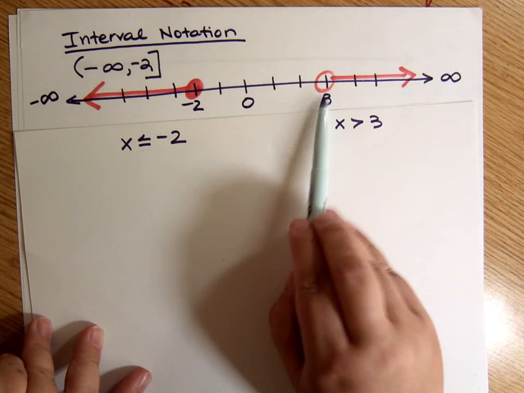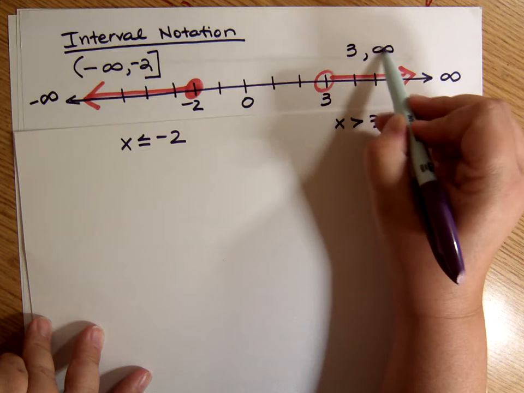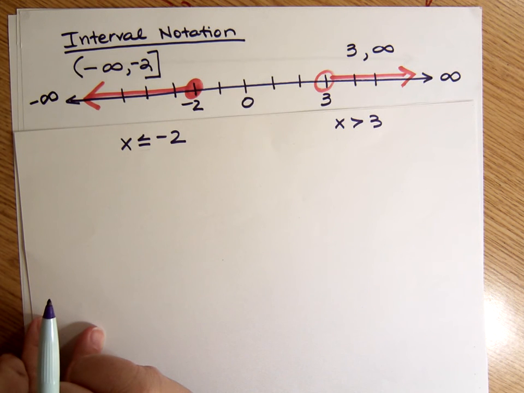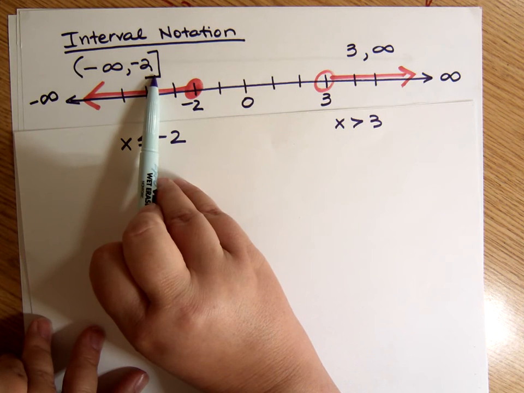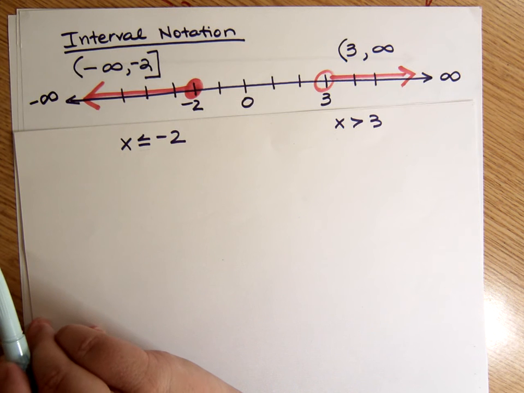On the picture, you have 3 on the left, infinity on the right. That's the same thing your interval says. 3 on the left, infinity on the right. Now this time 3 is not included. So even though I used a bracket over here, I will use parentheses over here because 3 is not included. That's what the difference is.